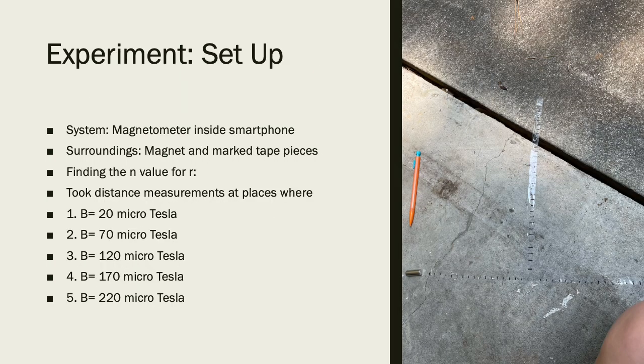For this experiment, the system was the magnetometer inside the smartphone. The surroundings were the magnet and the pieces of marked tape used to measure distance. In order to find the n value for r, we took distance measurements at places where the magnetic field was 20 microtesla, 70, 120, 170, and 220 microtesla.